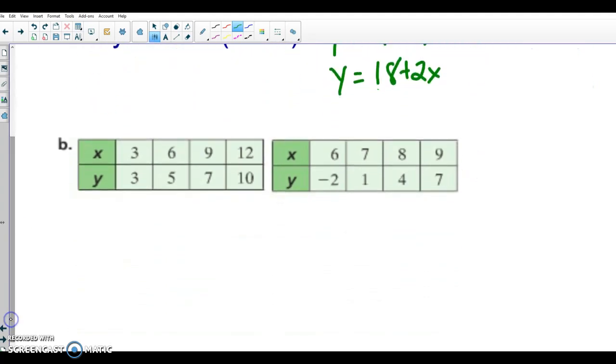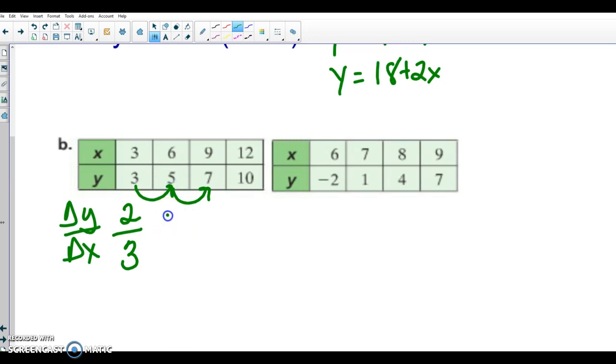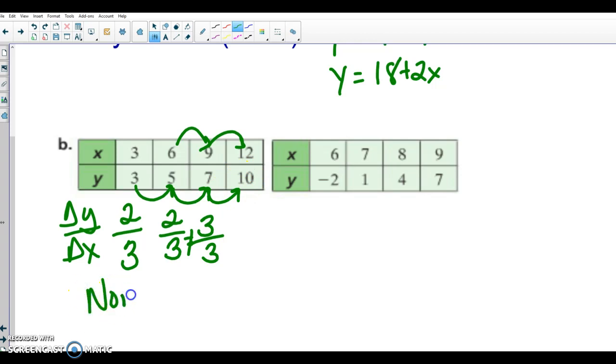If I look at the tables, again, we're doing the change in y over the change in x. So 3 to 5 is positive 2, and 3 to 6 is positive 3. 5 to 7 is positive 2. 6 to 9 is positive 3. Those are equal. And 7 to 10 is positive 3. 9 to 12 is positive 3. Uh-oh, so those are not equal. That's why we check all of them, because there could be a ringer in it. So this one is nonlinear. Don't just assume that since the first two are equal, it's all good.